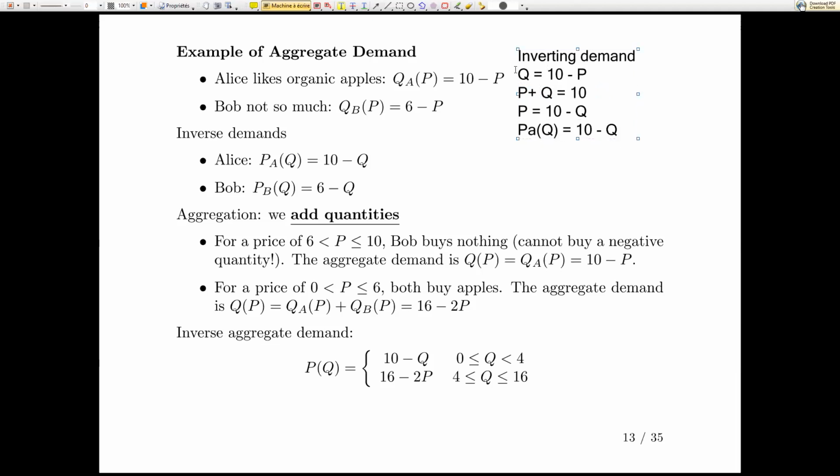So this is at what price would Alice be willing to buy Q apples? So that would be 10 minus Q. So this is how you get it, and this is how you get the inverse. So you get the inversion of Bob the same way.